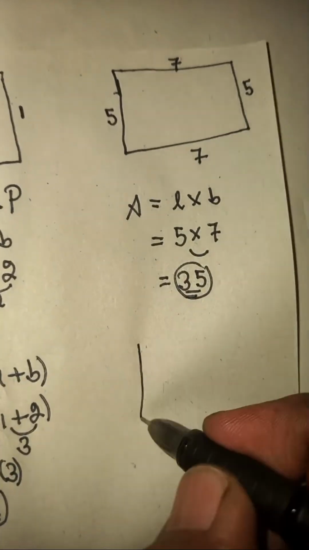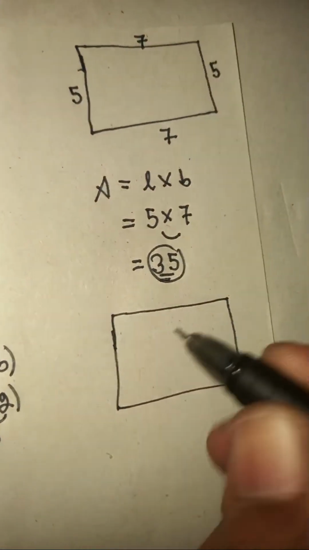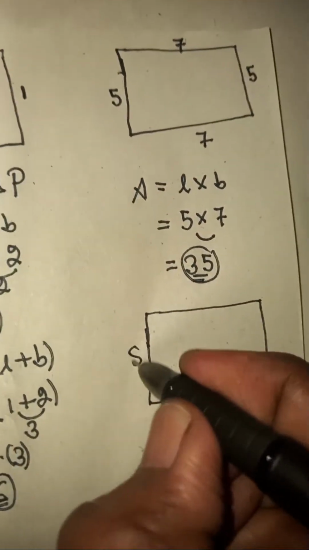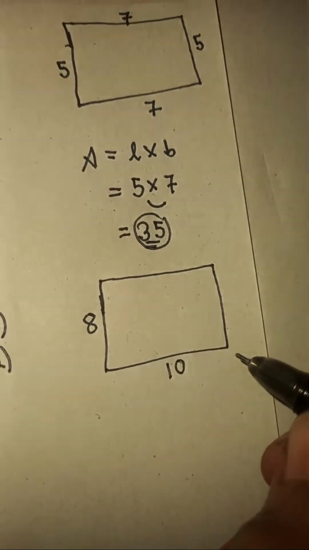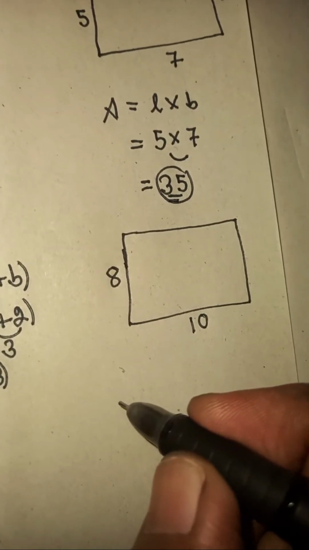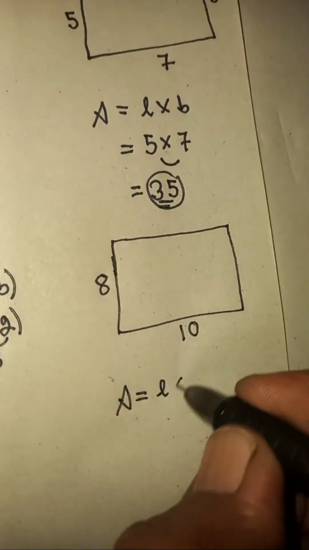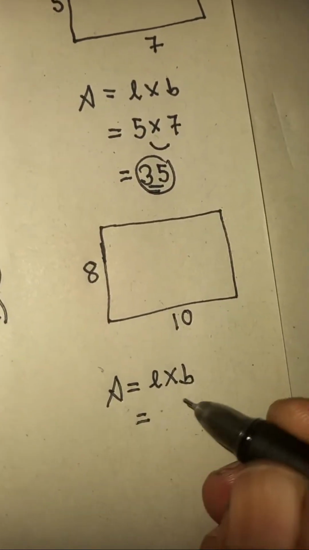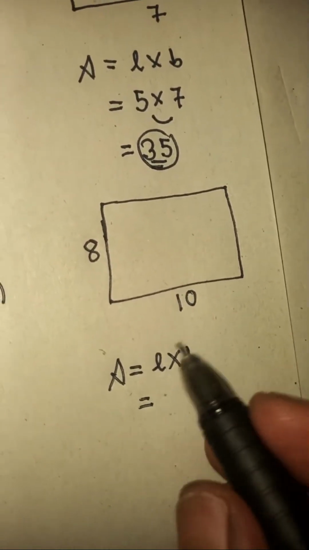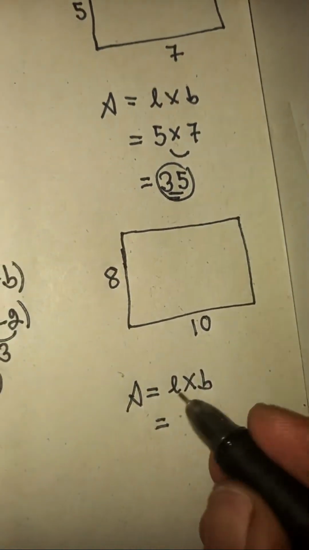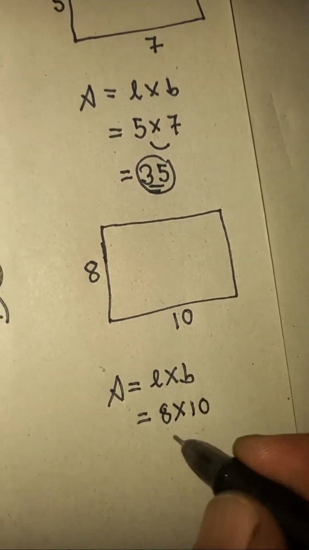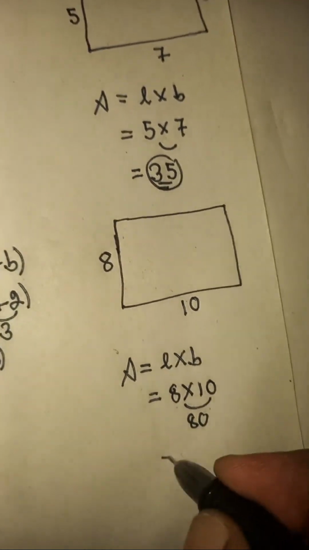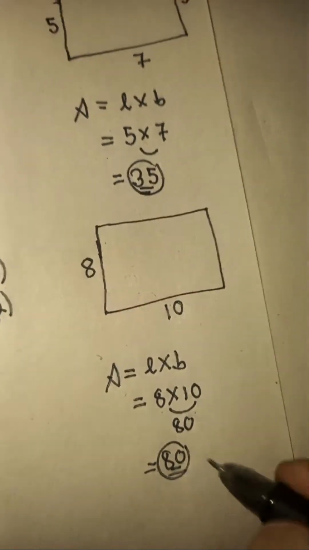Let's take one more rectangle. Here they have given length as 8 units and breadth as 10 units. Now area equals length times breadth. Length times breadth means 8 times 10, which is going to become 80. So it is 80 square units, that is the area of this rectangle.